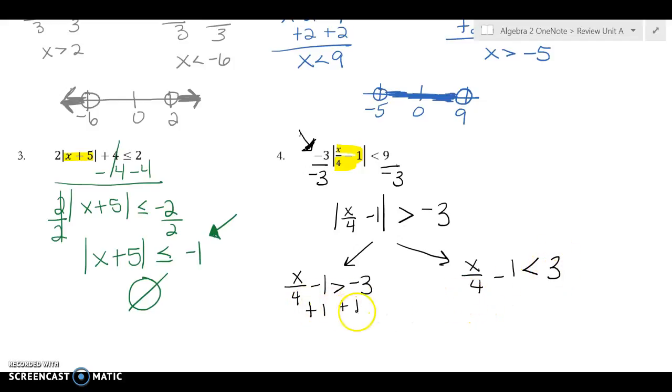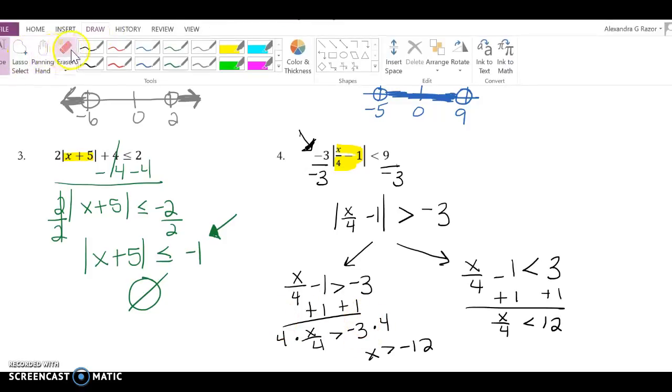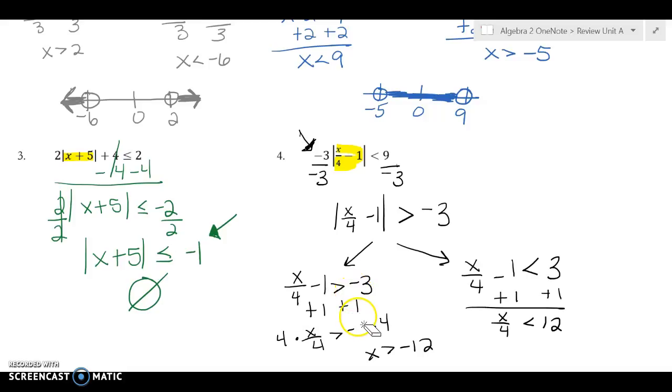So I add 1 to both sides, and I get x over 4 is less than negative 3. Times by 4 to get rid of a divide, and I get x is less than negative 12, or greater than negative 12. And then on the right, I add 1 on both sides, and I get x over 4 is less than 12. Oops, look at what I did. I just caught this. This right here, let's erase that. Hopefully some of you caught it too and said, Ms. Razor, you're making mistakes.